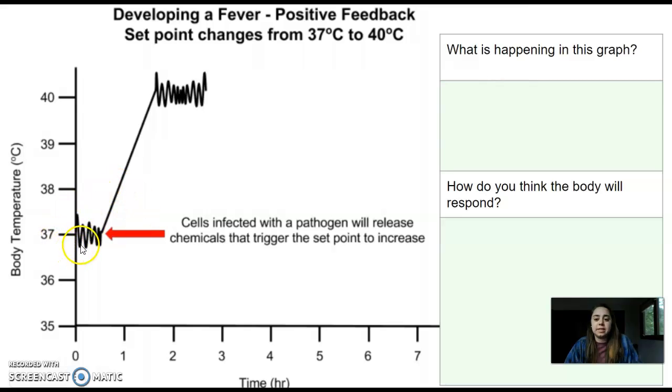And then it says cells are infected with a pathogen which will release chemicals that trigger the set point to increase. So all of a sudden I go from 37 as my normal and I jump up to this 40 as my normal. So I want you to describe what is happening in the graph and how you think the body will respond. So pause now and do that.